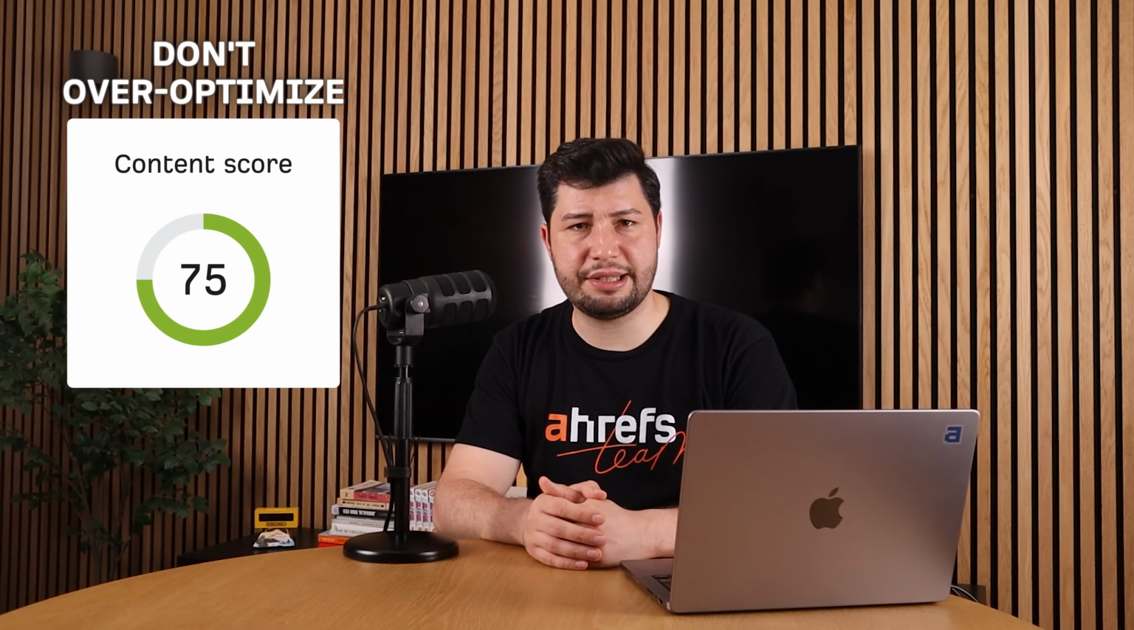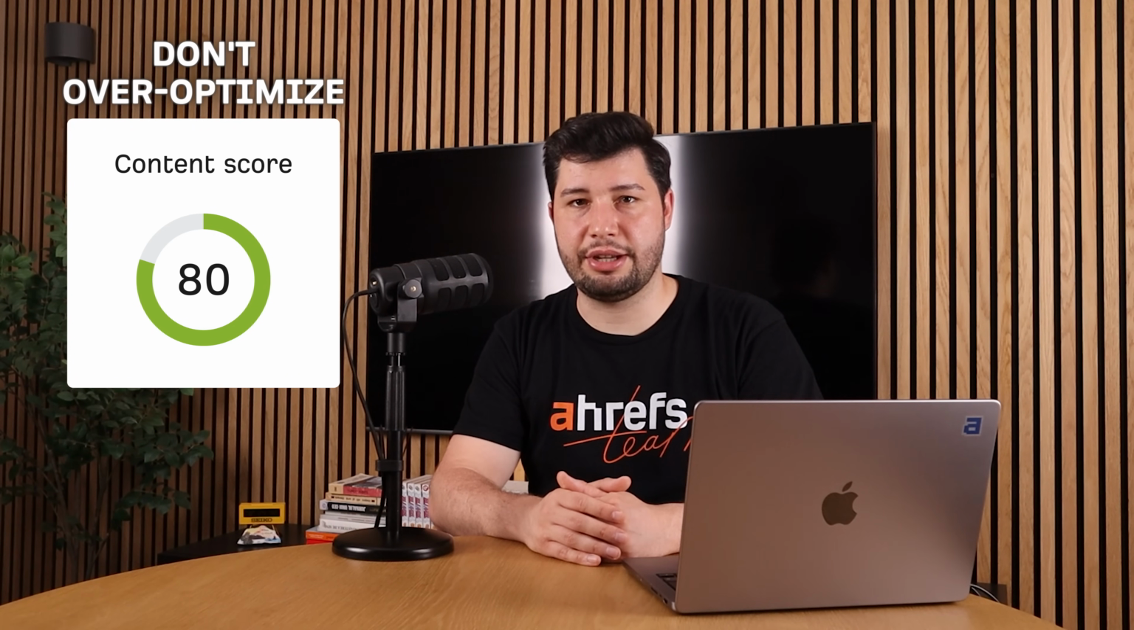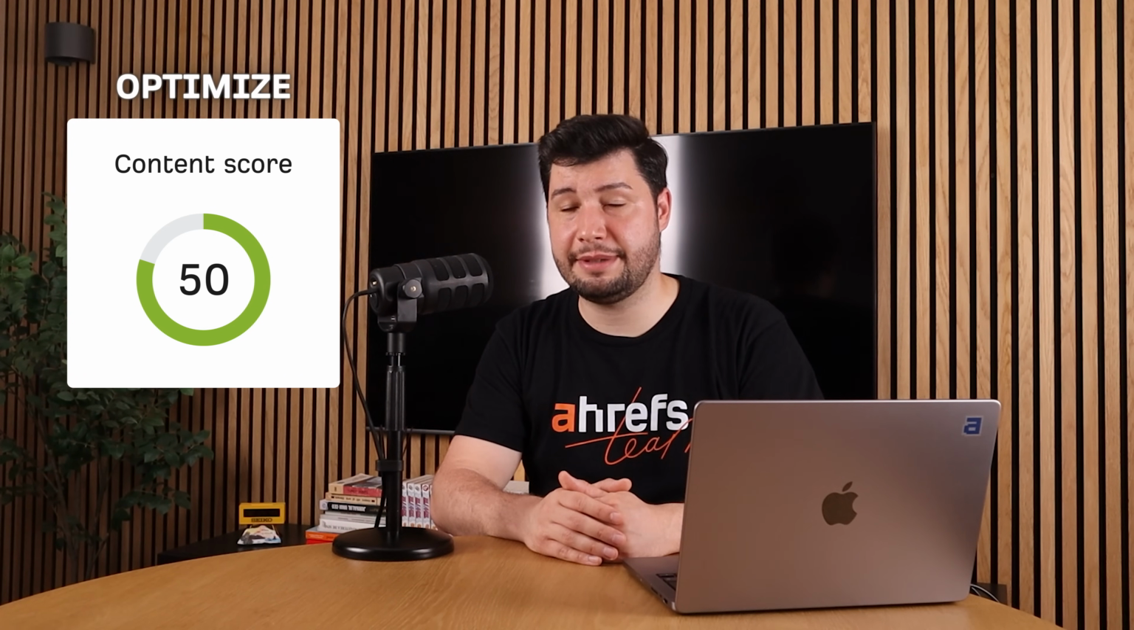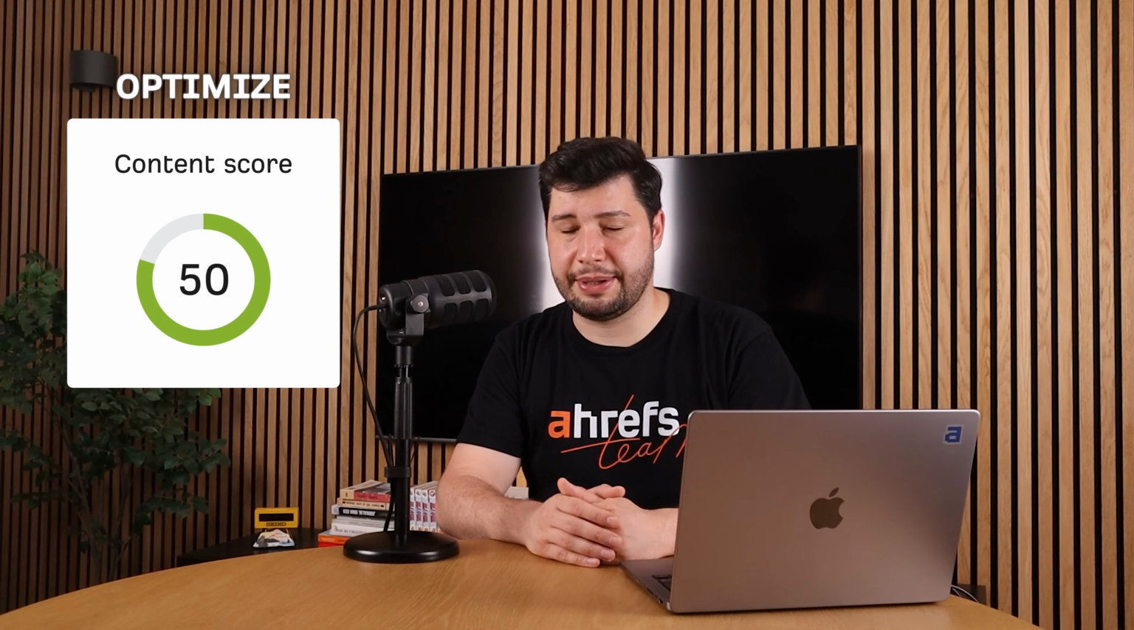A word of advice: don't over-optimize topics with a score between 75 and 80. It's more effective to focus on a topic with a score below 50, as this indicates a real topical gap.